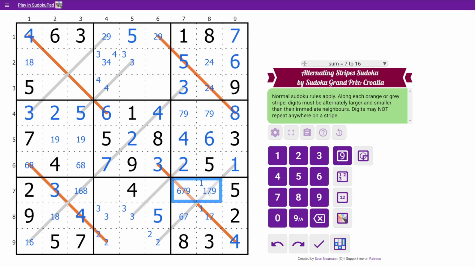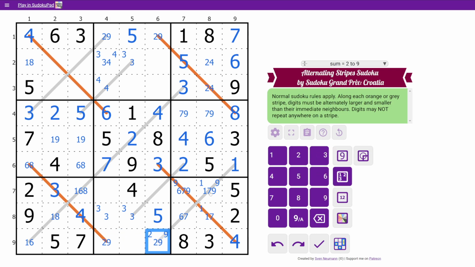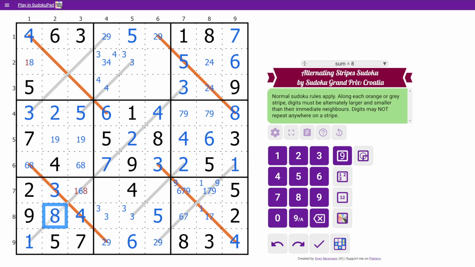9 goes in the top row here. 9 goes at the bottom. This is another 2-9 combo, which is gonna put a 1-6 here, so it has to be a 6 because there's a 1 in the column. That's gonna give us a 6 in the middle here.